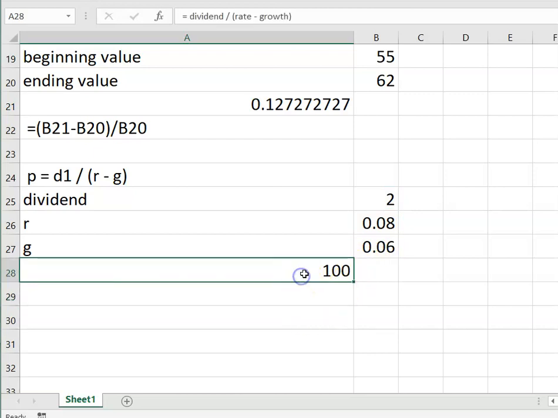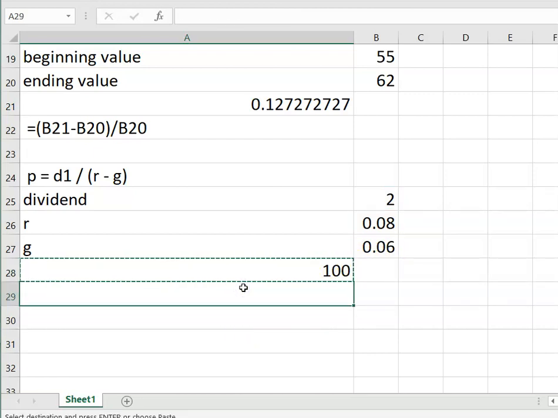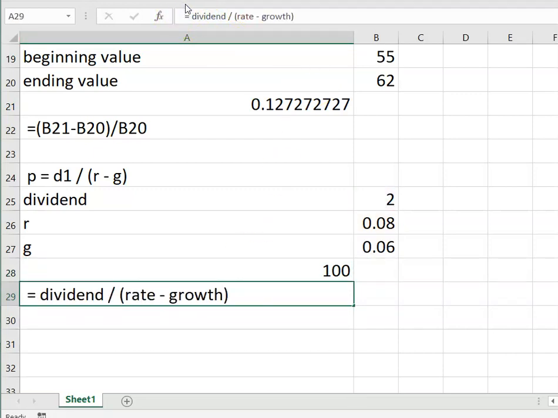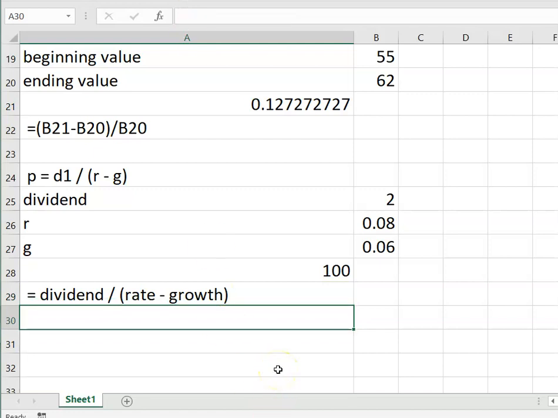Ooh, that stock's worth $100. Or another way to say it is, I am willing to pay $100 for that stock. Let's suppose that stock was priced right now at $95. Would I buy that stock? I would buy that stock. It's worth $100 to me, but I can buy it for $95. That's a good deal. If the price was $110 on the market, I wouldn't buy that stock. Right? It's overpriced. It's not worth $110 to me.